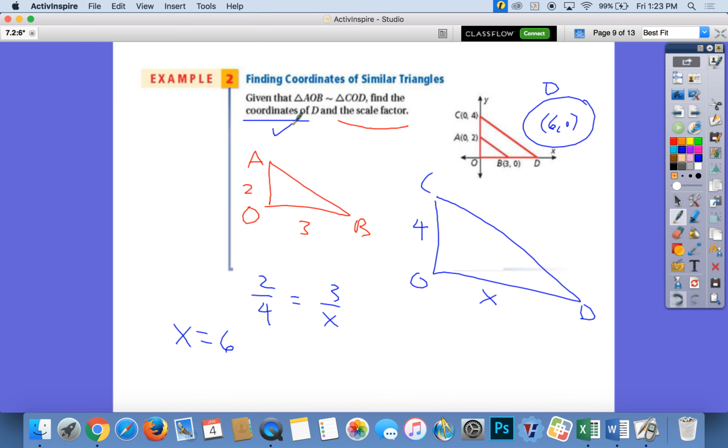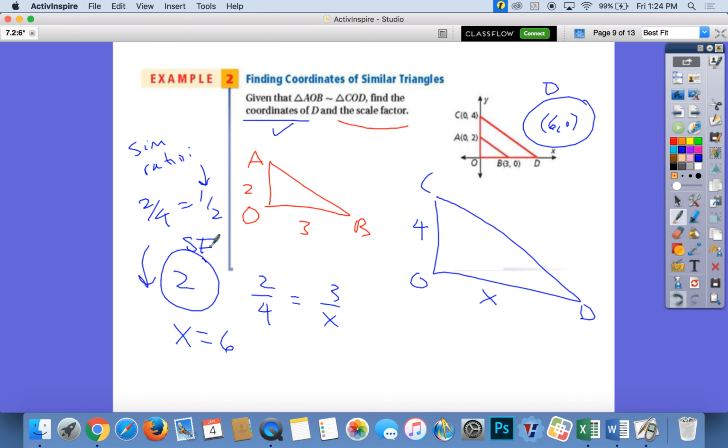I checked that box. Now here's where you have to be careful, guys. Our scale factor is basically just the reciprocal of your similarity ratio. My similarity ratio from AOB, from my small guy to my large guy, is 2 over 4, which simplifies to 1 over 2. What did I tell you before? Your scale factor is going to be the reciprocal of that. So your scale factor is going to be 2.